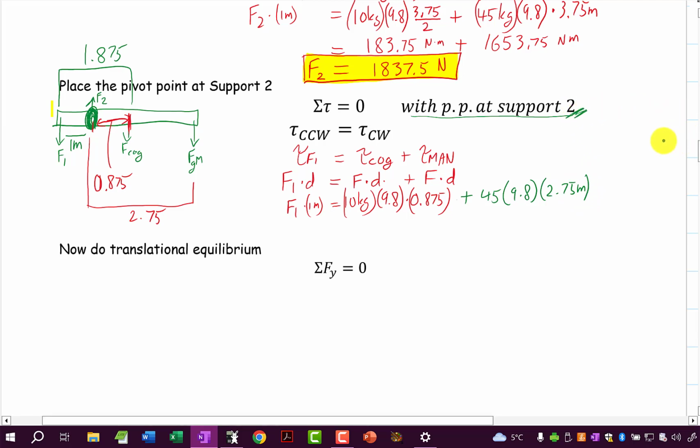You have to go from the pivot point. These numbers are 85.75 plus the torque caused by the man is 1012.75. So the total torque is 1298.5 Newton meters. So the force of number one is only 1298.5 newtons.